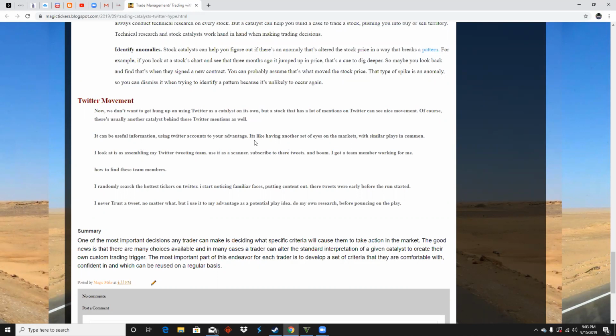Learn to follow a group of people that play the plays that you do. They have the same style as you do, and they're not literally just pumping the daylights out of every play they're on. I look at it as assembling my Twitter tweeting team. Use it as a scanner, subscribe to their tweets, and boom, I've got a team member working for me. How to find these team members? I randomly search the hottest tickers on Twitter. I start noticing familiar faces putting content out. Their tweets were early, before the run started. I never trust a tweet no matter what, but I use it to my advantage as a potential play idea. I do my own research before pouncing on the play.